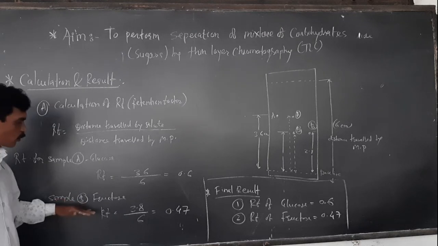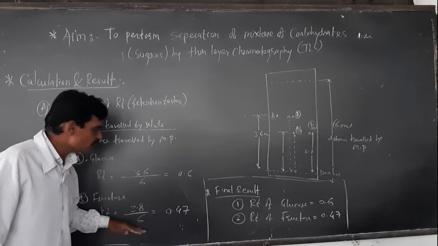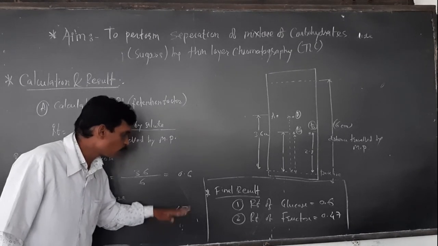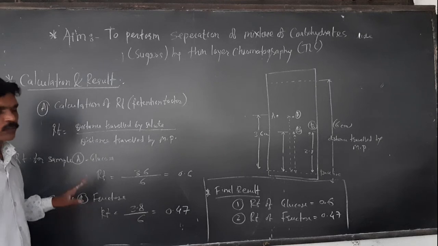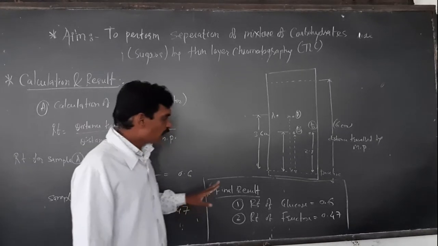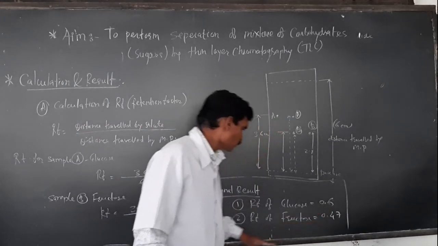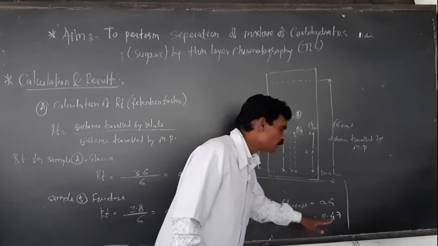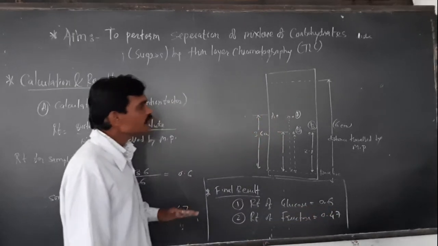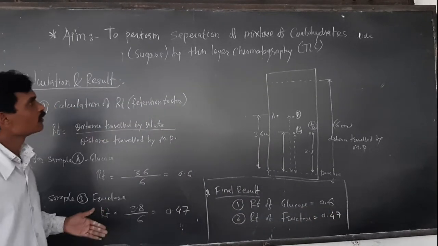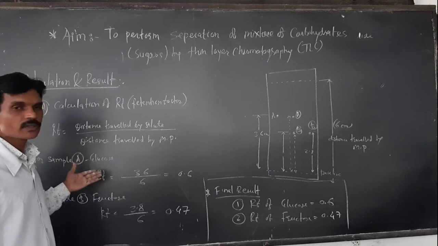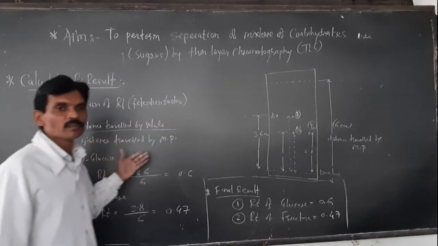Similarly for fructose, 2.8 divided by 6, we got 0.47. So as the final result, we can conclude that the Rf value of glucose is 0.6, while the Rf value for fructose is 0.47. In this way, we have performed the separation of the mixture of sugars by thin layer chromatography.